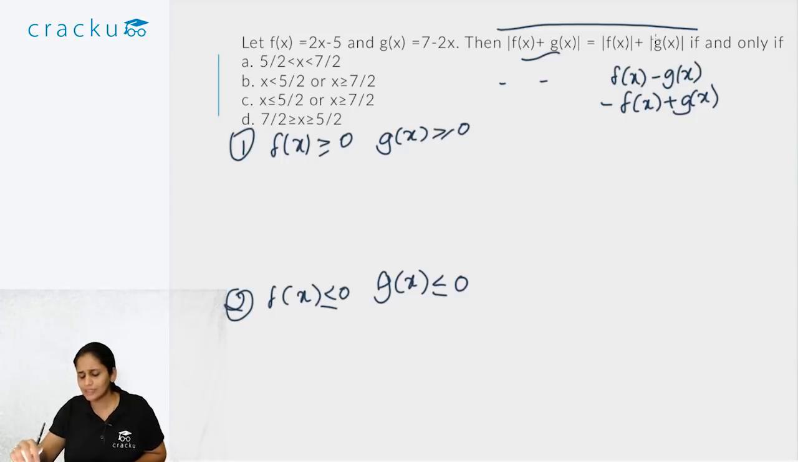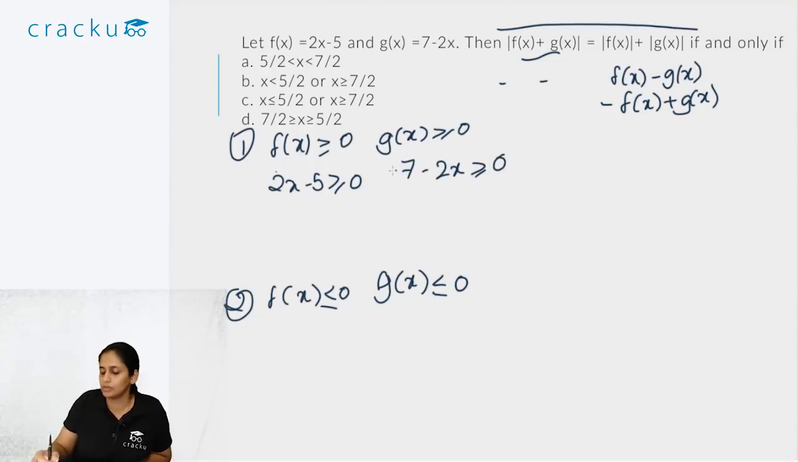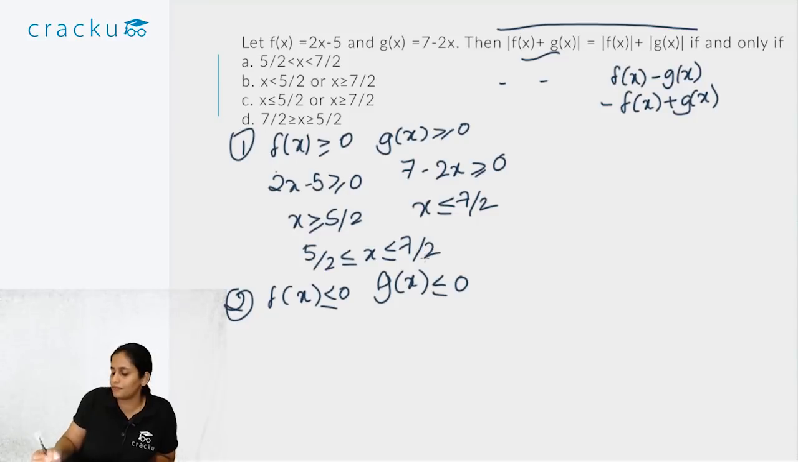Now, let us consider the first case where both are positive. If both are positive, then we can say that f of x, which is 2x minus 5, is greater than or equal to 0, and g of x, which is 7 minus 2x, is greater than or equal to 0. So x must be greater than or equal to 5 by 2 and x must be less than or equal to 7 by 2. So x must be essentially between 5 by 2 and 7 by 2. So this is the first region.